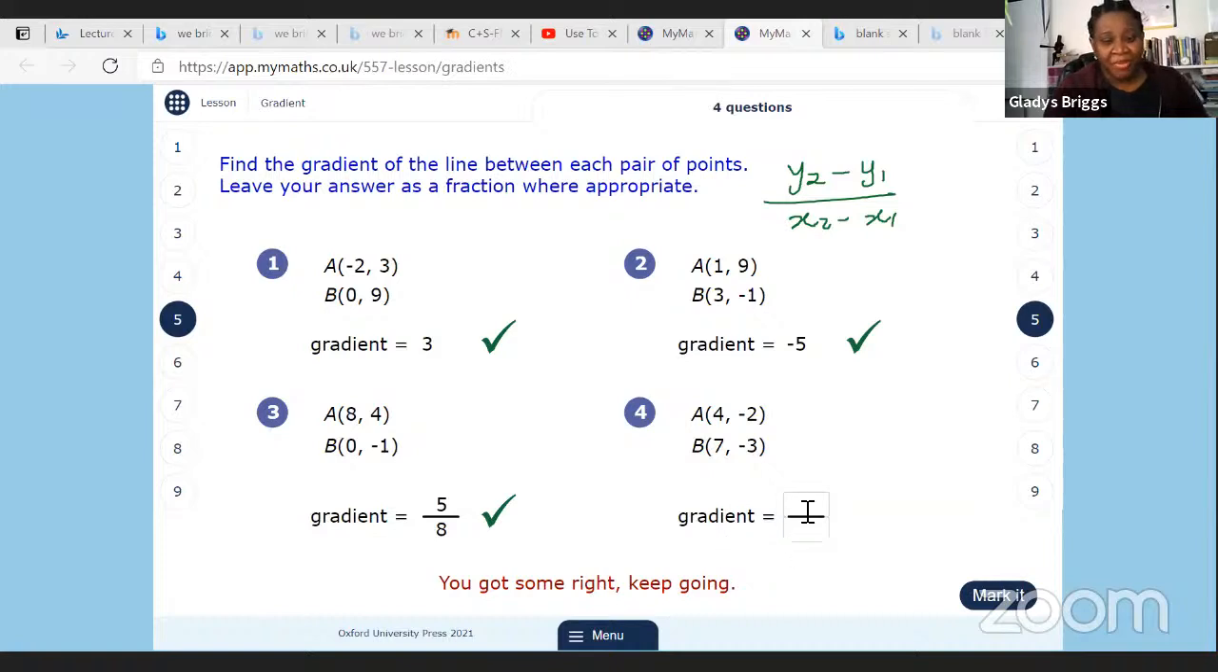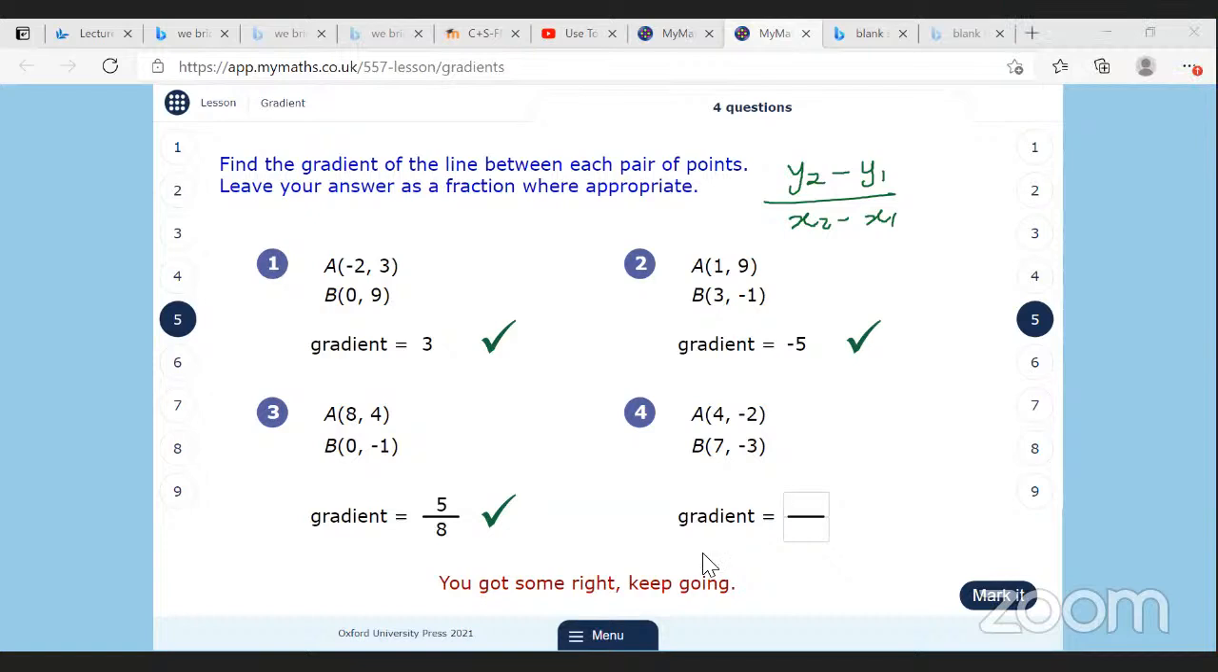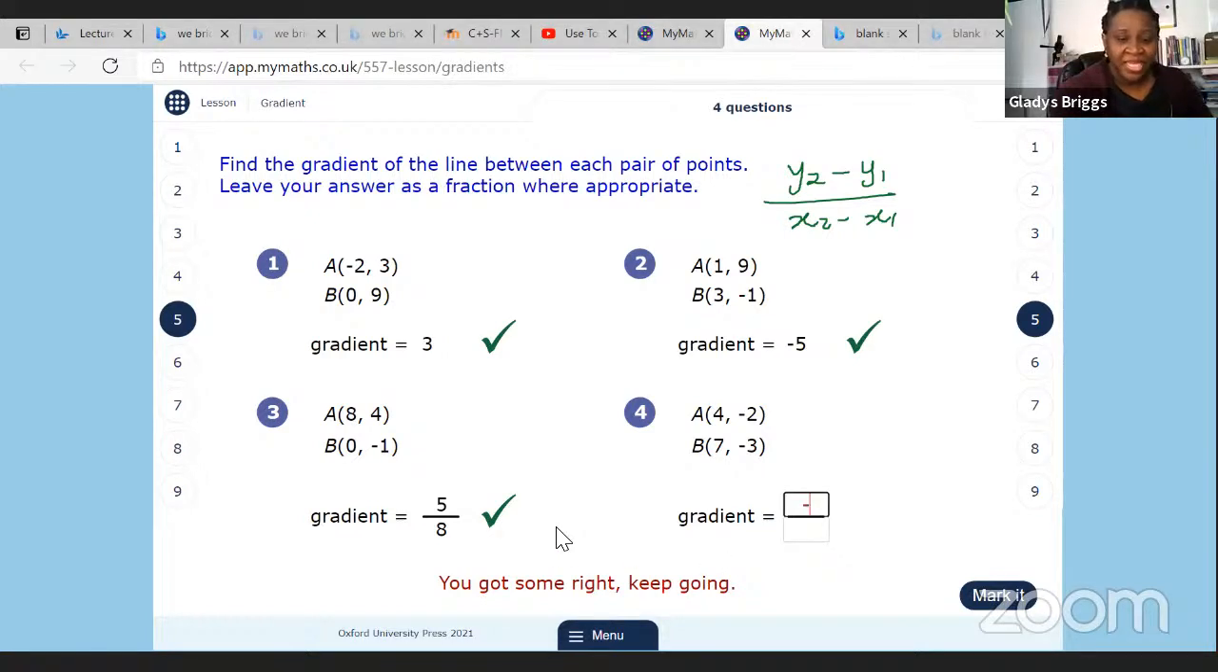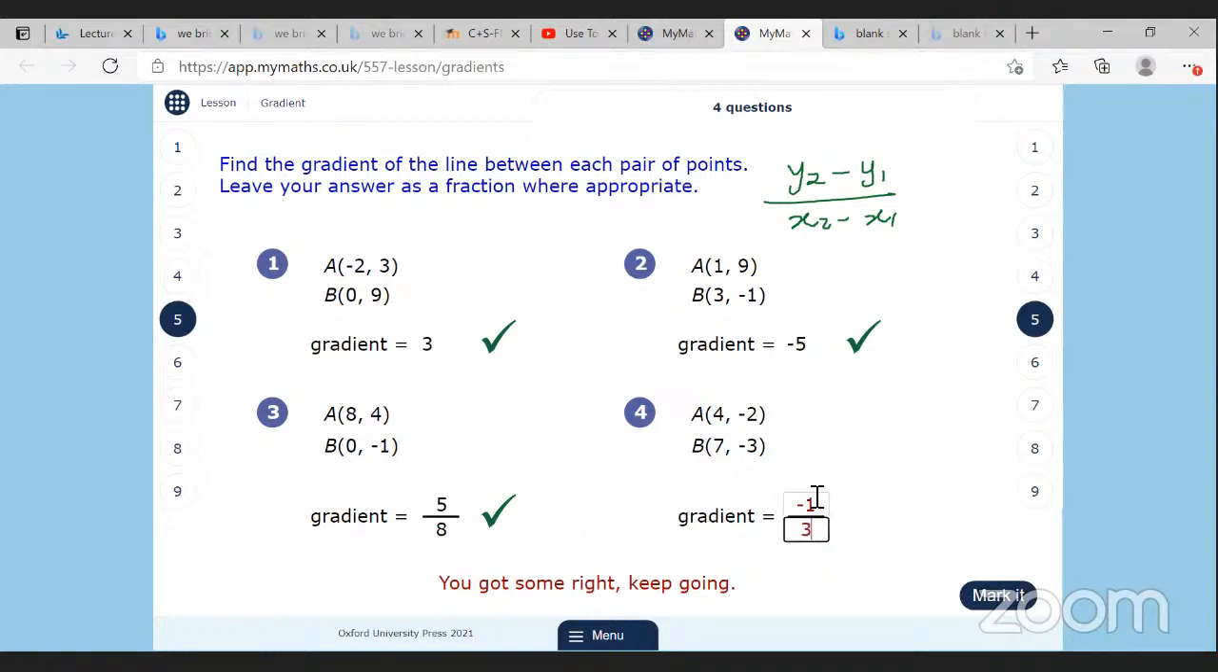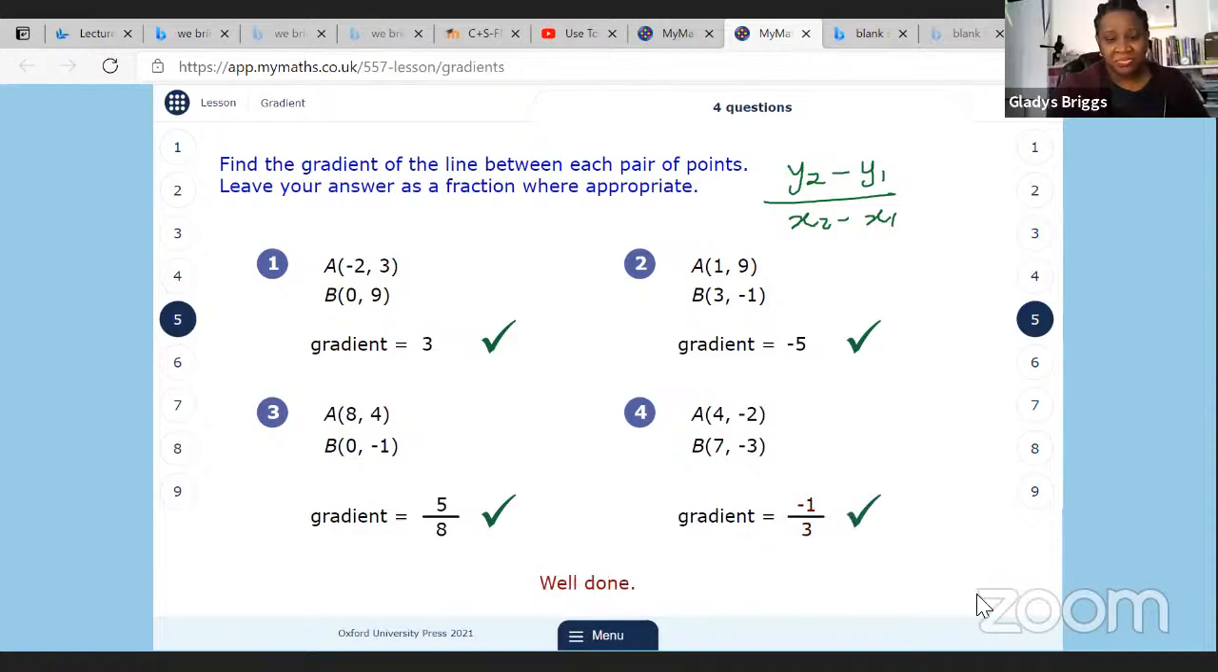So how about the last one then? Did anybody else put their answer in here? Some people say 1/3, some people say 3/1. Which one is correct? It's -1/3. Is it negative? Okay, let's see. Maybe try 1/3. Yeah, you're right. Well done, Rin.